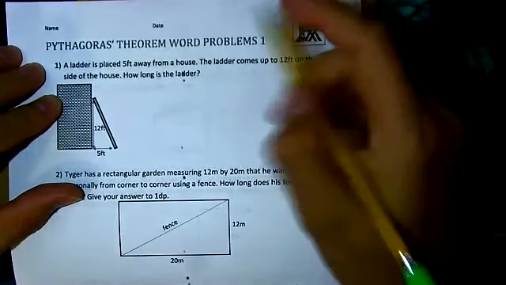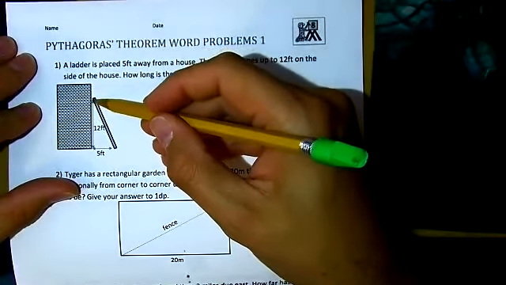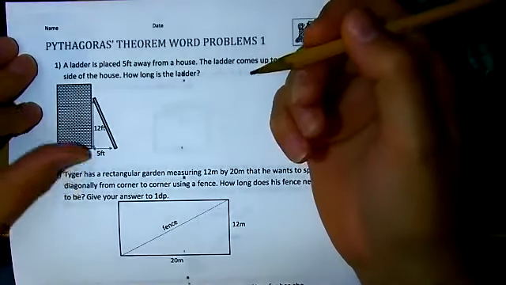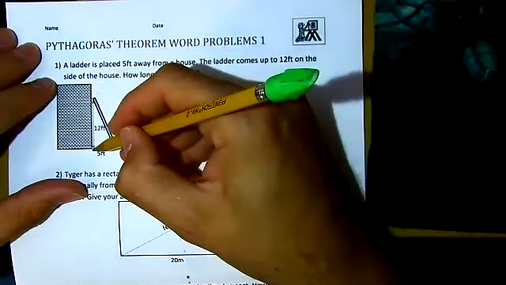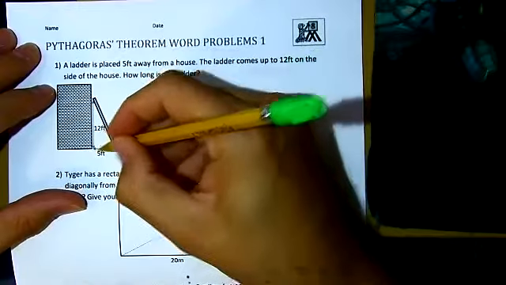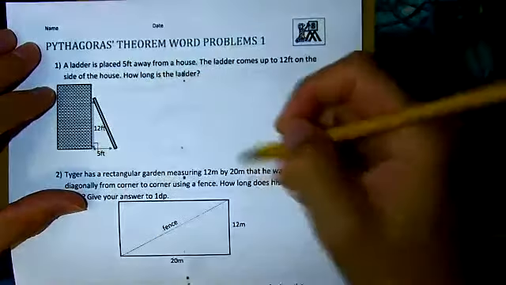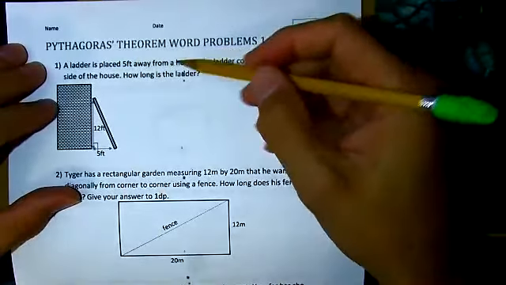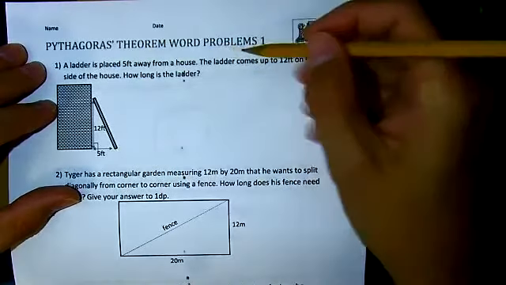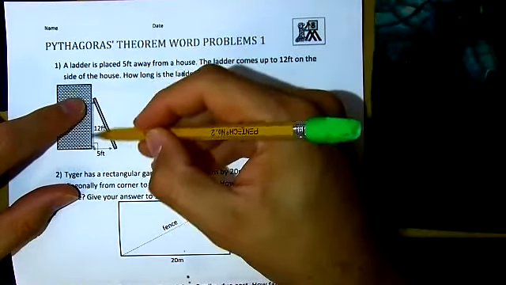So this says a ladder is placed 5 feet away from the house. So right here, you'll notice that this forms a right triangle. They're not always going to tell you that. You have to assume that whoever built this building built it square with the ground, which is normal for a building. So let's assume the ground is level and the building is level. That's going to make a right triangle right there. So they tell you that the ladder is 5 feet away from the building. They're talking about the bottom of the ladder. The ladder comes up 12 foot on the side of the house. So there's your 12-foot mark that's that long.